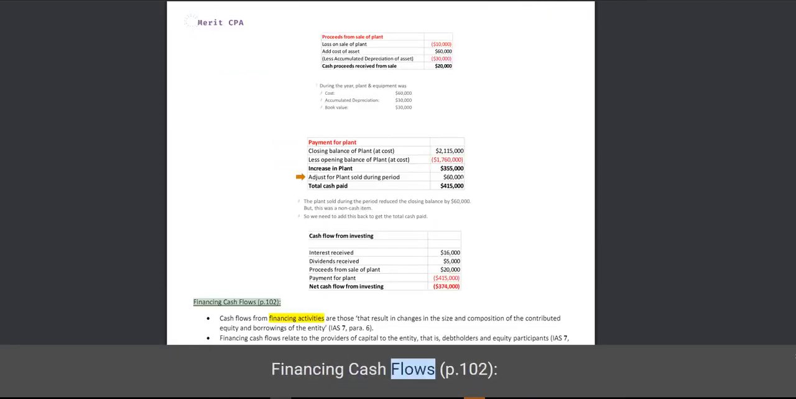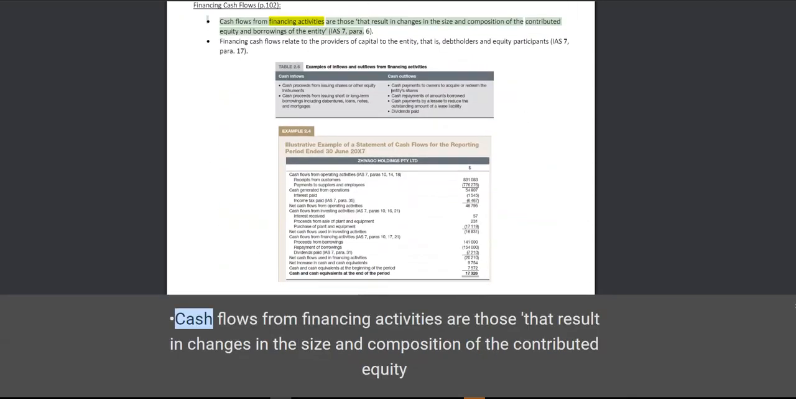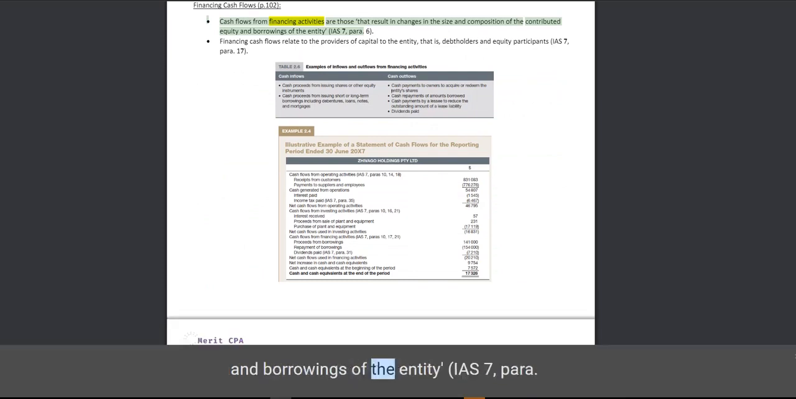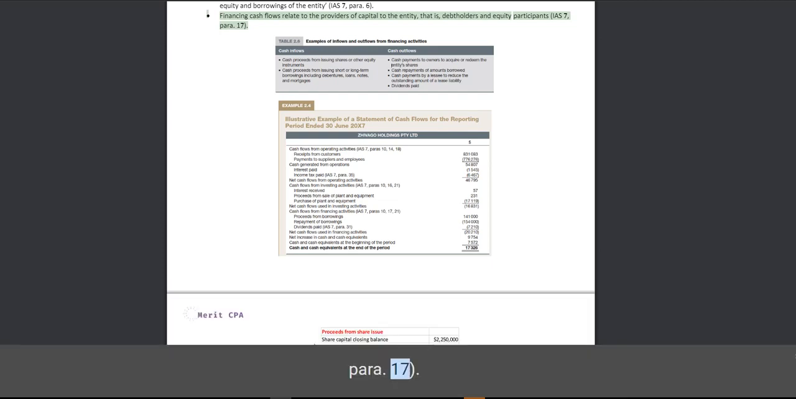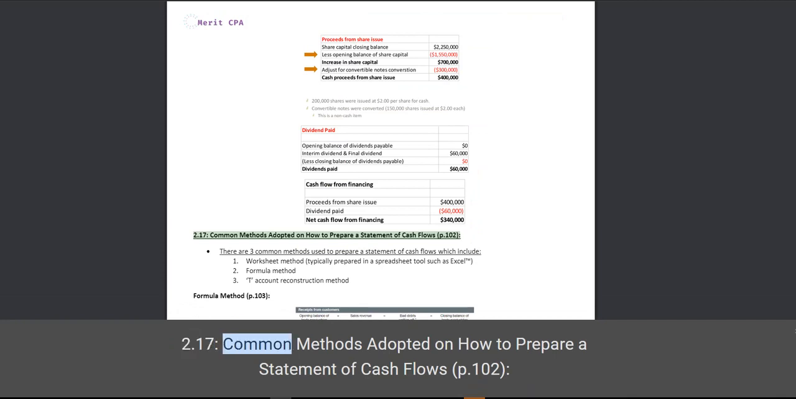Financing cash flows, P.102. Cash flows from financing activities are those that result in changes in the size and composition of the contributed equity and borrowings of the entity. EAS 7, para. 6. Financing cash flows relate to the providers of capital to the entity, that is, debt holders and equity participants. EAS 7, para. 17. 2.17 Common methods adopted on how to prepare a statement of cash flows, P.102.